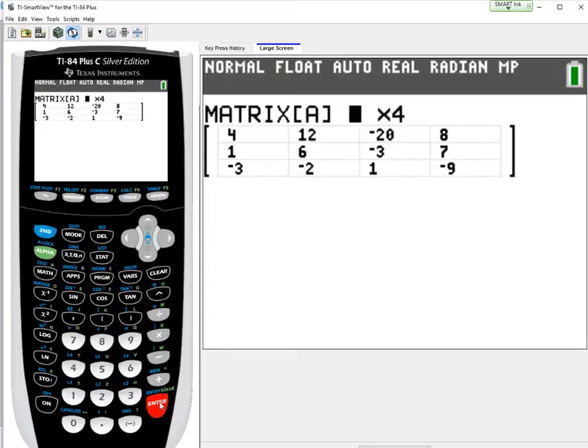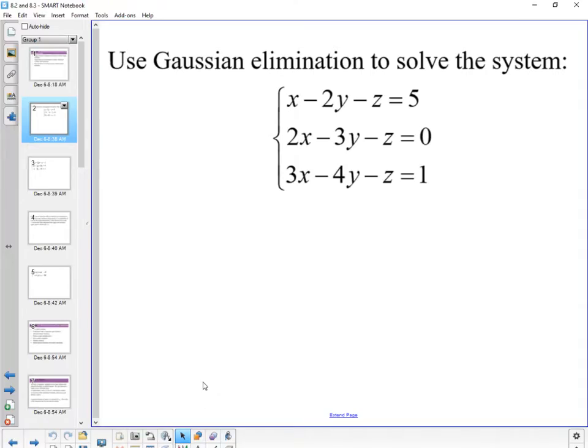Okay? Moving on. I need to punch in my matrix. Where's my problem? Oh my gosh, that was already on mine. Okay, so do you guys need a second to copy this? That's the system I'm working with. So go ahead and write this down real quick.